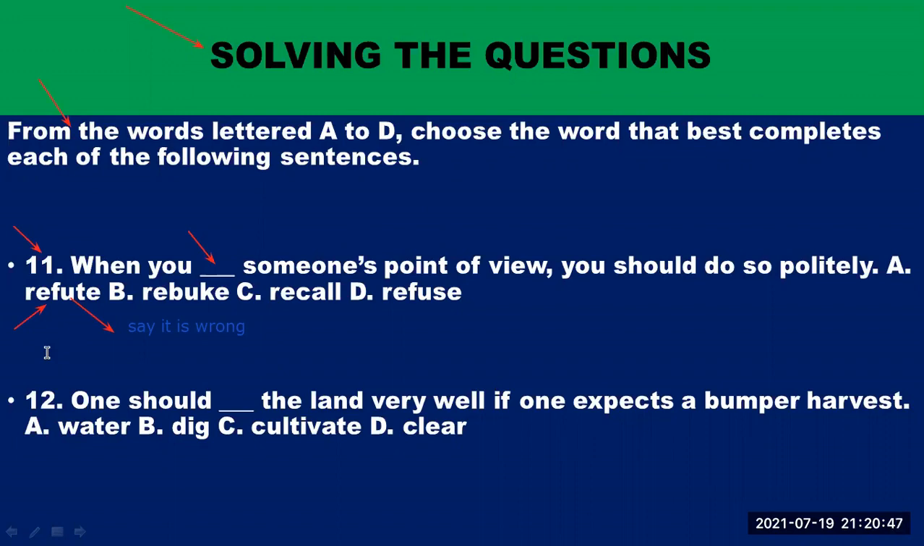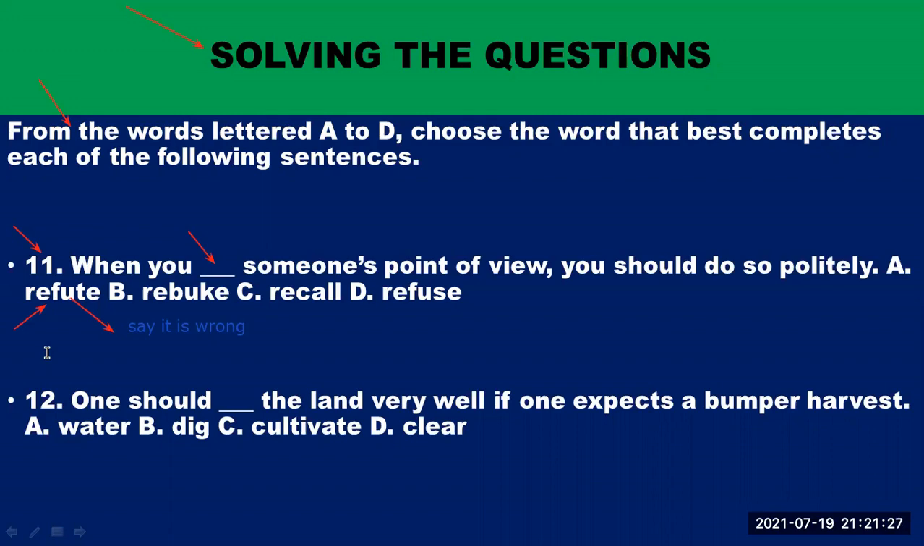Option C is recall, and it cannot fit in this situation because to recall means to remember something or to recall someone from a particular position. Recall has different shades of meaning that do not really apply to the situation we are discussing in this sentence. D, refuse. When you refuse something, you reject it. And of course, it's not applicable in this situation.